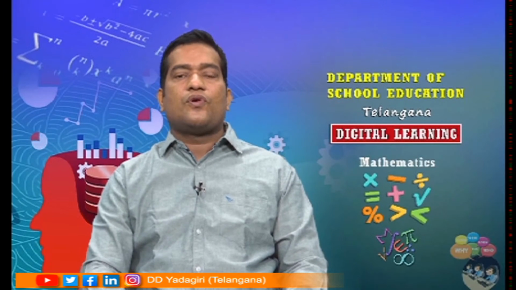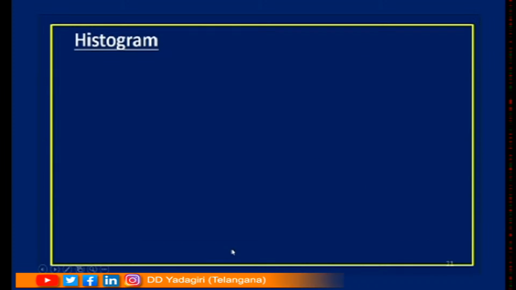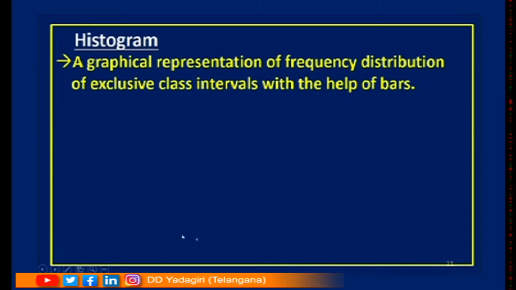Graphical representation of grouped frequency distribution. Children, in that first we are going to learn about the histogram. What is a histogram? Yes, a graphical representation of the frequency distribution of exclusive class intervals with the help of bars. Children, we cannot construct a histogram for inclusive classes. We have to construct a histogram for exclusive classes. Suppose if I want to construct a histogram for inclusive classes, what do we have to do? We have to convert them into exclusive classes first, then we go for the histogram.